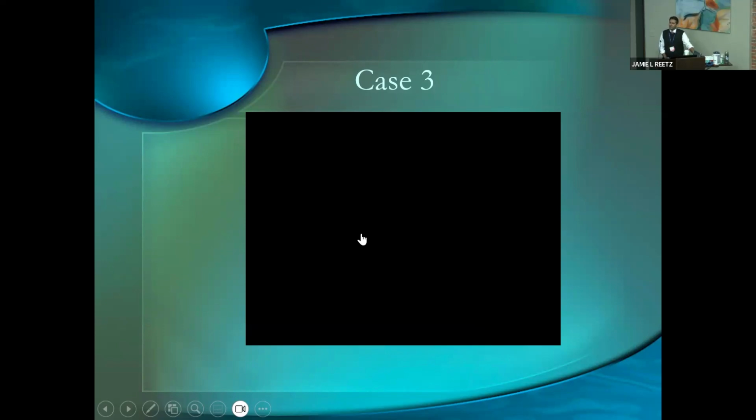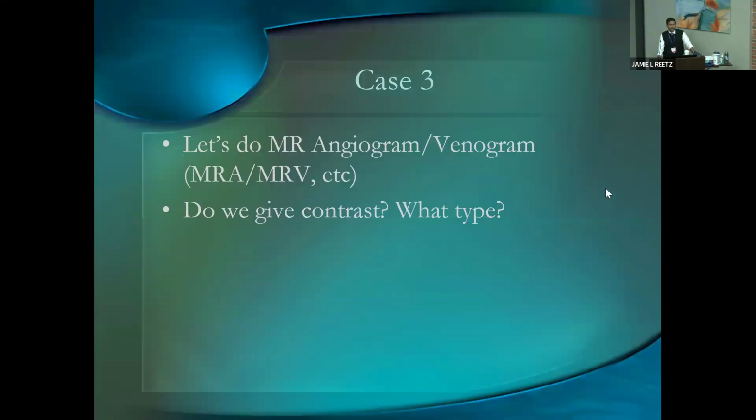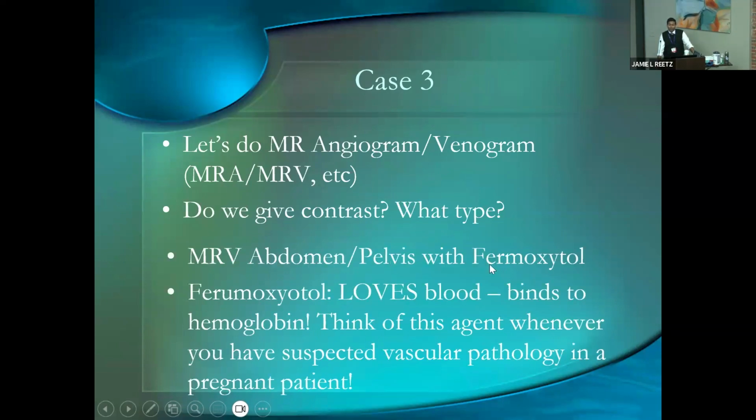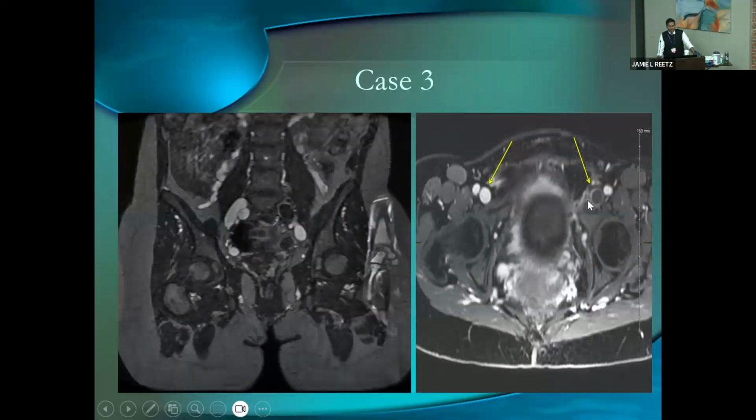And he asked me, can I give ferumoxytol? At which point we were not giving it for veins, but we were like, let's give it a shot. And we did. So we did an MR venogram or MR angiogram, abbreviated MRA or MRV. And so we did an MR venogram with ferumoxytol. We know it loves blood, so we let it bind there. And look, doggone it, he was right.